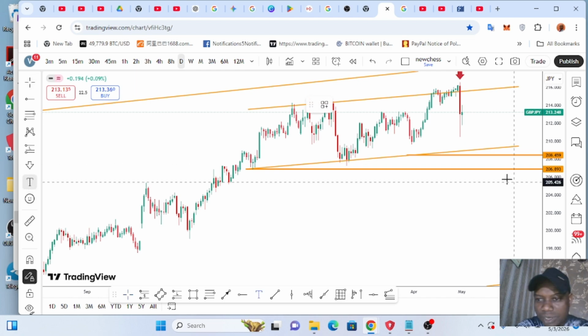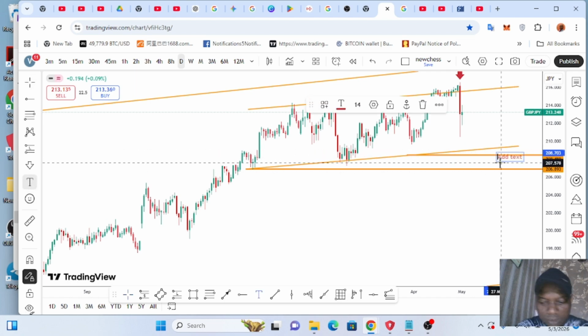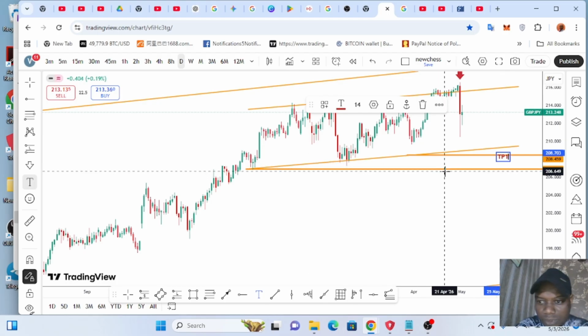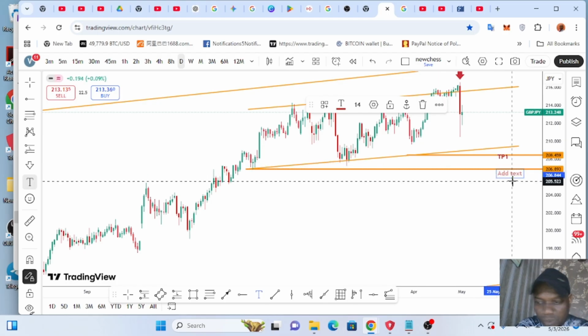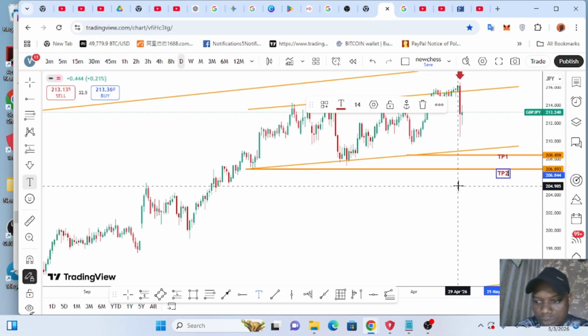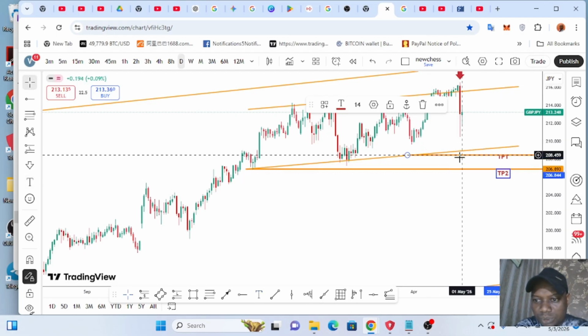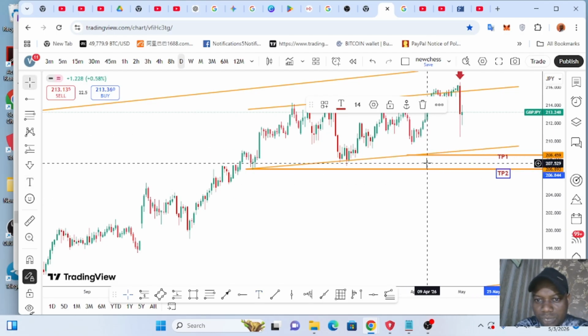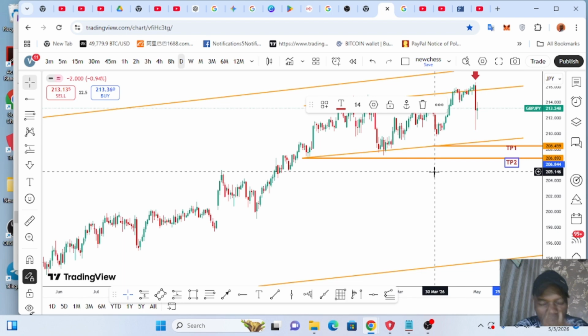Text, if I can be allowed to do that. TP1. Okay. This will be TP2. Okay. TP1, TP2. Looking at this daily structure.